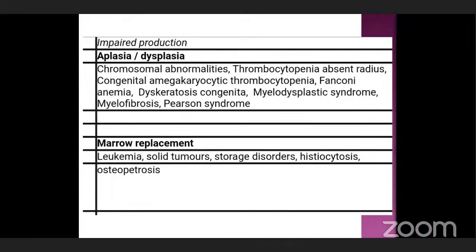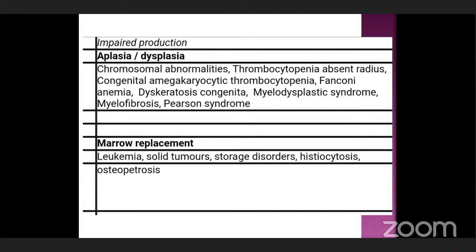Then conditions which cause impaired production of platelets, that is aplasia or dysplasia. So it can be some chromosomal abnormalities. Then some syndromes like thrombocytopenia with absent radius, that is TAR. These patients will also have absence of the radius bone. Then congenital amegakaryocytic thrombocytopenia, Fanconi's anemia, dyskeratosis congenita.